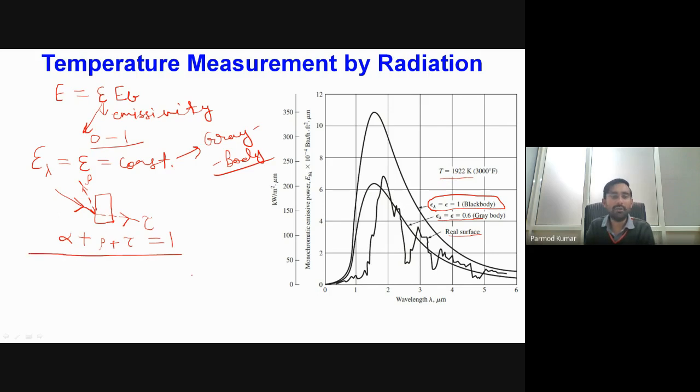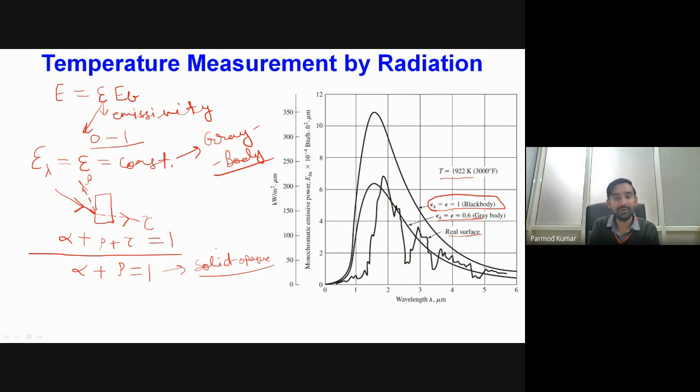Now what happens for opaque surfaces? For opaque surfaces, we will not have any transmission. Because of that, I can simply write that alpha plus rho is equal to 1. That holds for our solid opaque surfaces. There will not be any transmission of this particular ray.